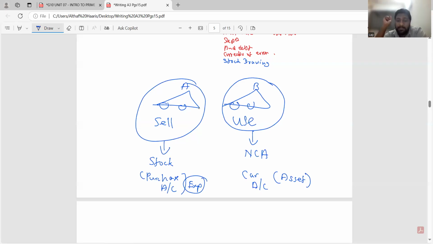Purpose matters. As a car sale, if you are buying the car to sell, it is a stock for you. As a car sale, if you are buying the car to use, it is a non-current asset.